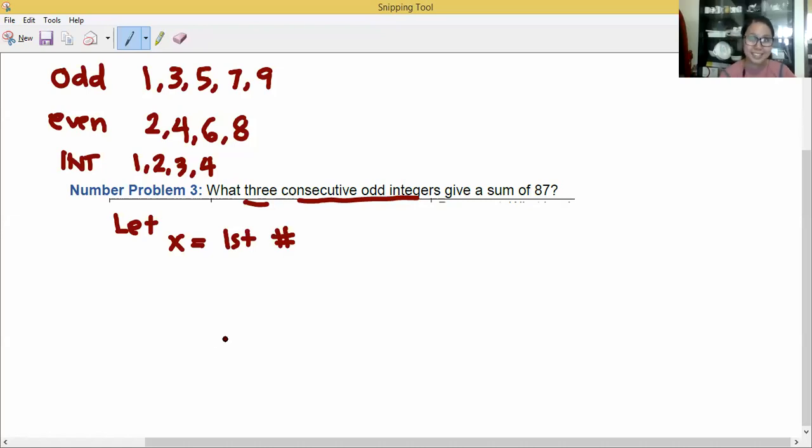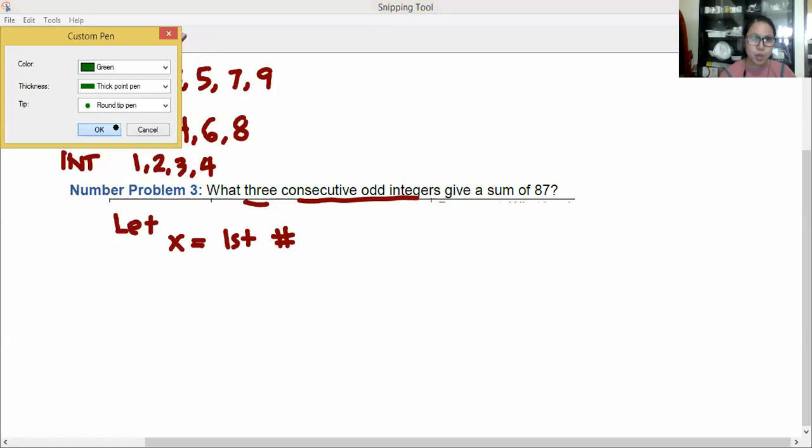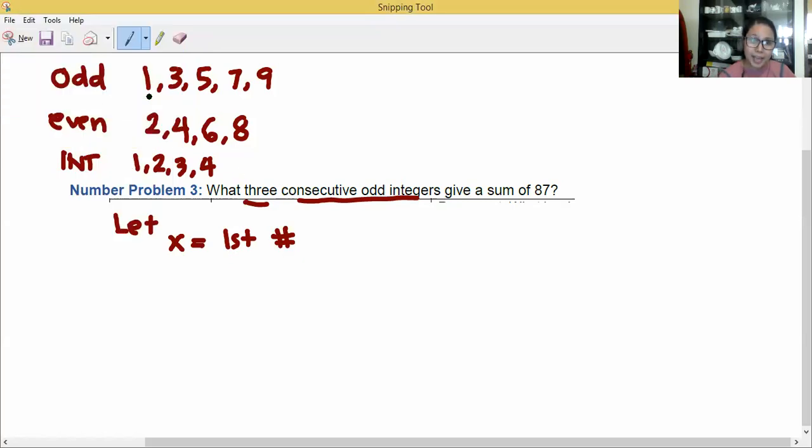Now, how do you find the second number? It depends. It will be x plus the gap. What do you mean by the gap? Look at here. If we have consecutive odd numbers, what's the gap between 1 and 3? It's 2, right? What's the gap for 3 and 5? It's also 2. So if the first number is x, the second number will be x plus 2.